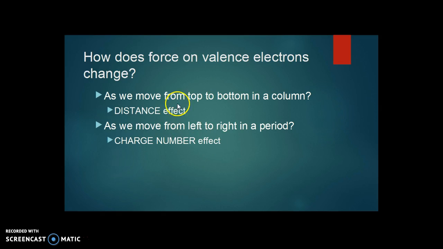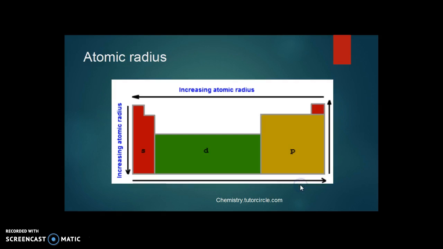So as we move from top to bottom in a column, we expect the force to go down, and go down fairly dramatically, because the atom is getting bigger, and the valence electrons, the ones we would pull away in an ionization, are getting farther and farther from the nucleus, kind of like Pluto from the Sun. And as we move from left to right in a period, since that nuclear charge is increasing, the tug, the force on the outer shell electrons is going to be increasing as well.